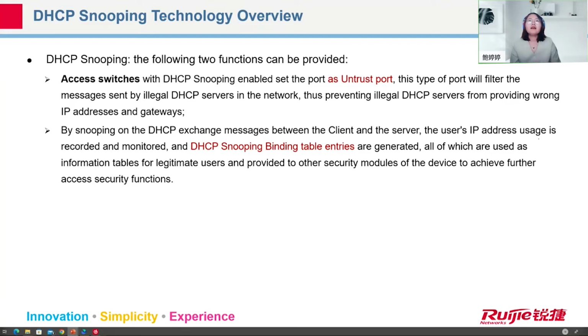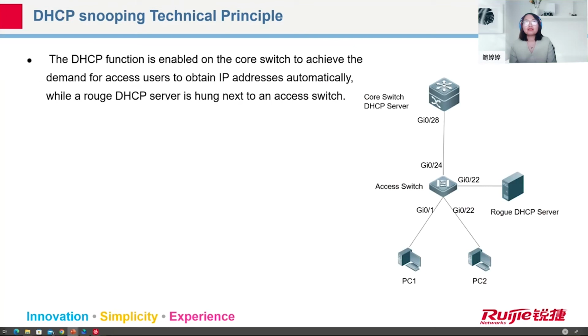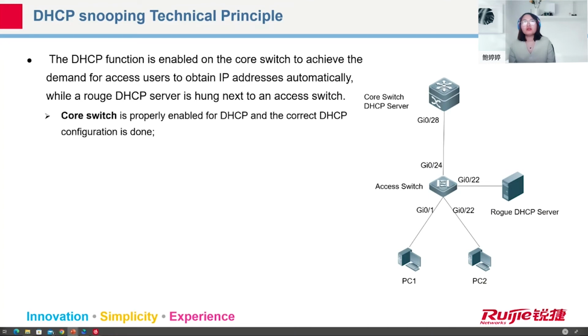And the second one: not only do we have the trust and untrust ports, but the switch will also build a table to record the correct MAC address information. When forwarding a message, it will only forward information with the same MAC address. Let's see the process, for example, with the same topology. On the core switch, we first give the correct DHCP configuration: create the pool and give the gateway and the DNS, something like this.